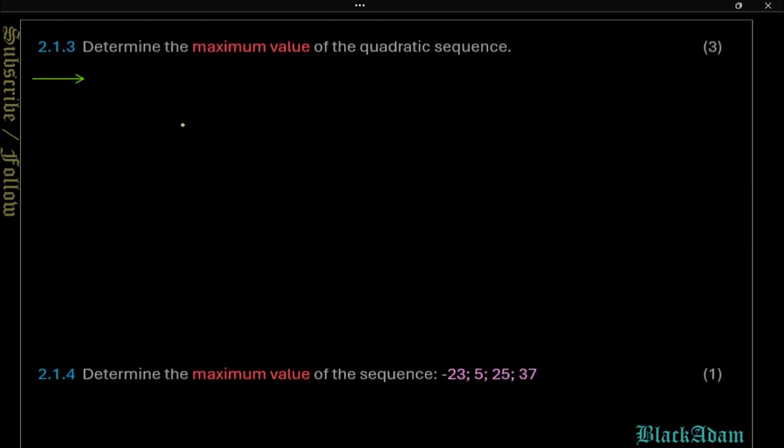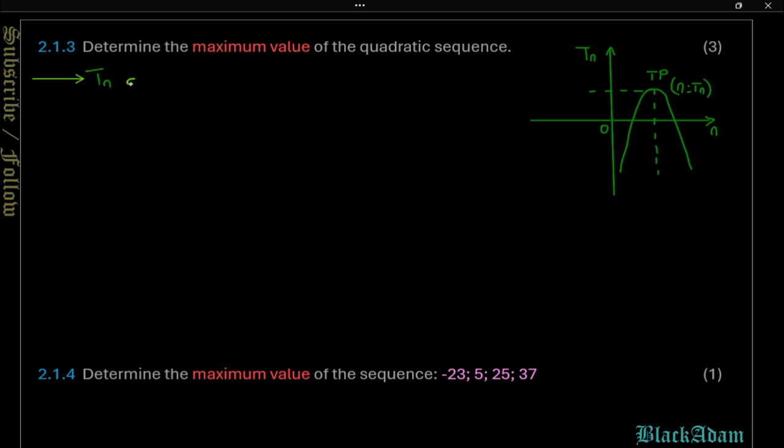So 2.1.3, say the maximum value of a quadratic sequence. So the maximum value is from a quadratic equation, so we need a quadratic graph. So we create a quadratic graph there, so that's the middle point. And then from the middle point we know that Tn is our y, our final value, and we have n there as our x axis, and then we need to find the point, which is the turning point. We know that it's n for x and Tn for y, and we need to know that value at the maximum.